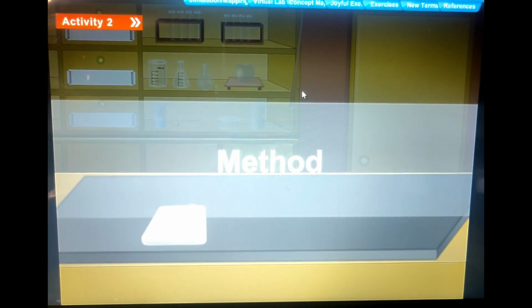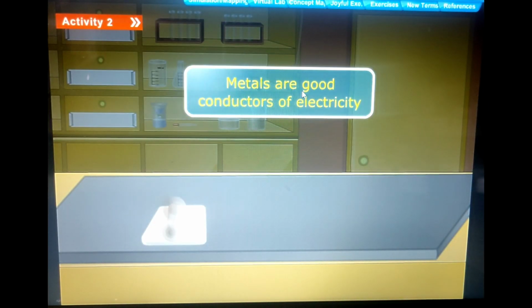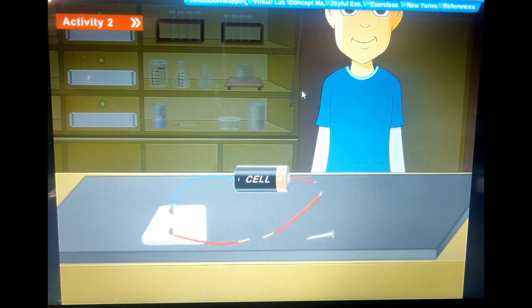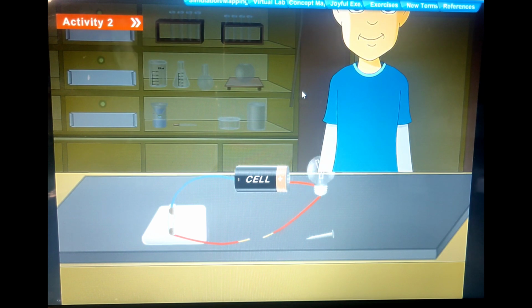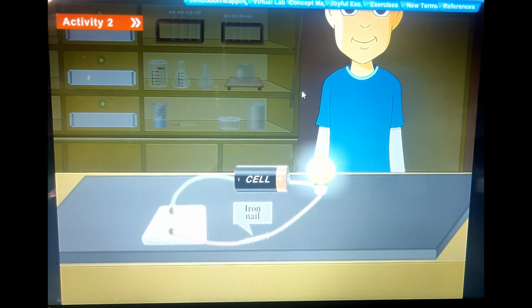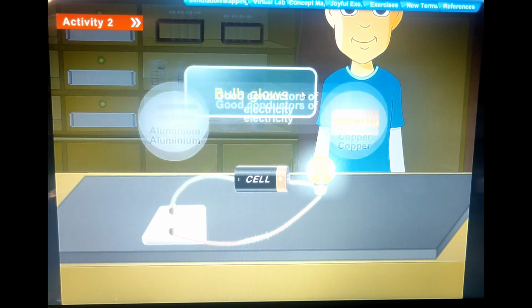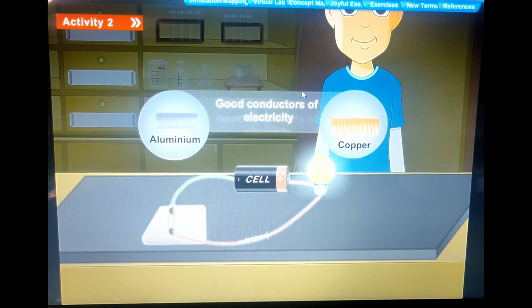Method: we make an electric tester by connecting a cell, an electric bulb, a key and connecting wires to test whether electricity can pass through an object or not. We connect an iron nail in the circuit. We will notice that the electric bulb glows. We will notice that the electric bulb also glows in case of materials made of aluminium and copper.